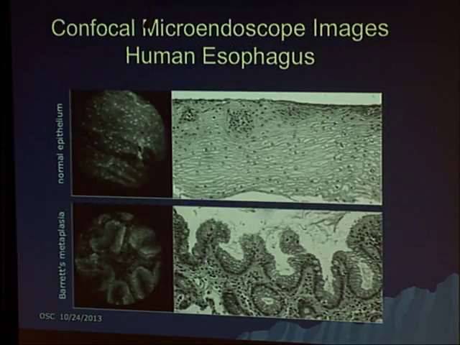You can also do this in other organ sites. One of the big areas where they do endoscopy is in the esophagus. So there's a condition called Barrett's esophagus. It has nothing to do with Harry Barrett. It's the doctor that defined the condition decades ago.